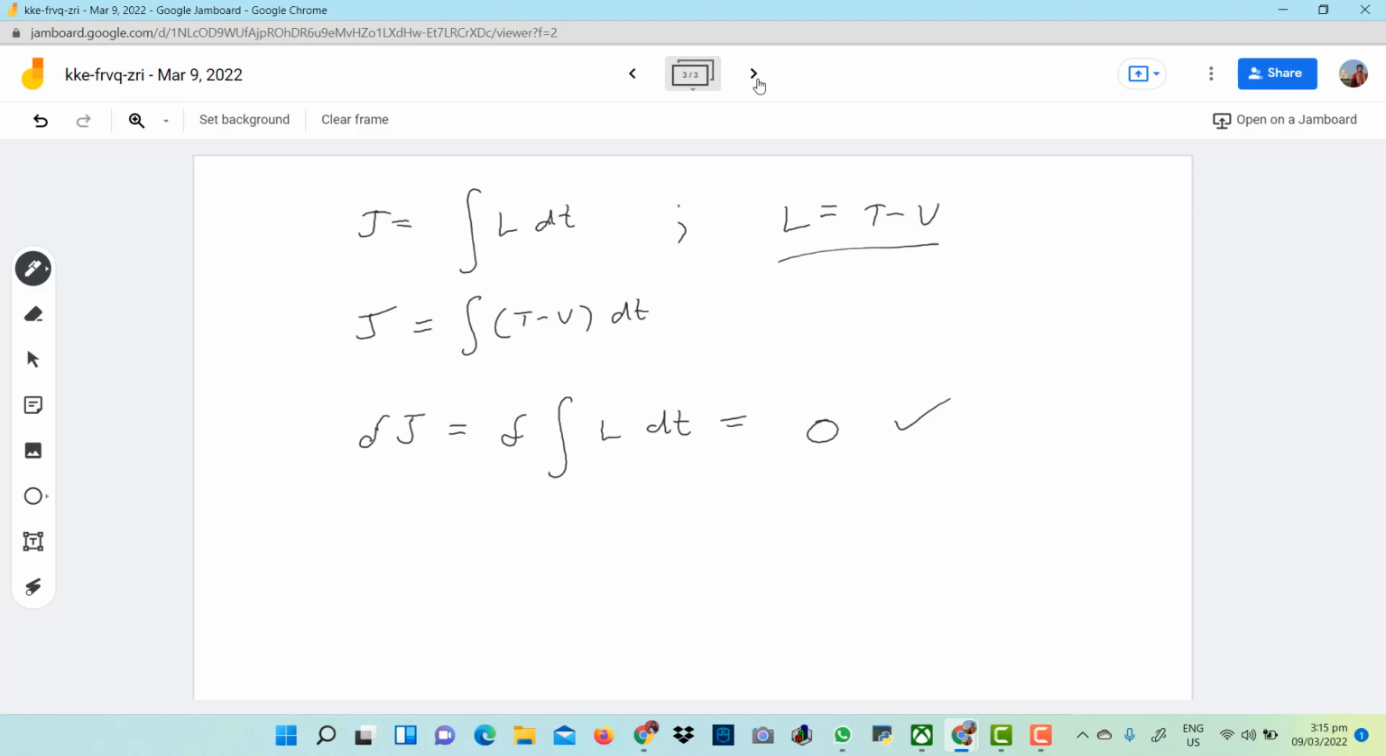So that is the variational principle. Vary the J, meaning take the derivative of J and set it to 0 to find the extremum, to find the maximum or minimum point of your path.